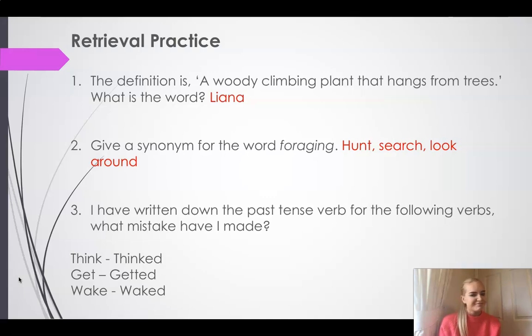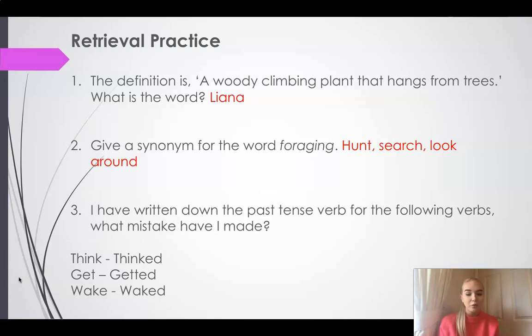Now, number 3, I've made mistakes here, haven't I, Year 4? You know that better than me. I've written down the past tense verb for the following present tense verbs, but I've made 3 mistakes. What mistake have I made? That's right, I've assumed that when we change our present tense verbs into the past tense, we always add the ed suffix, but that's not the case.